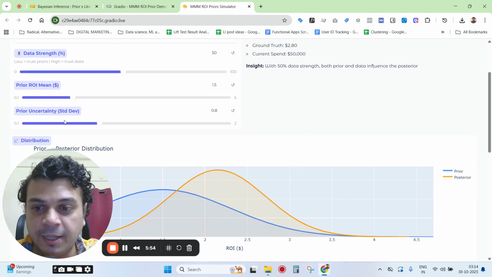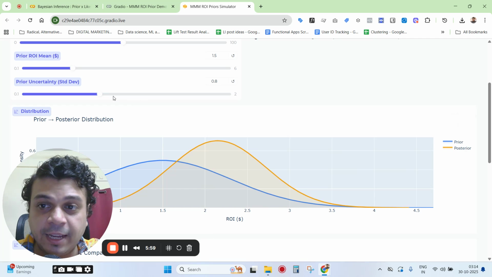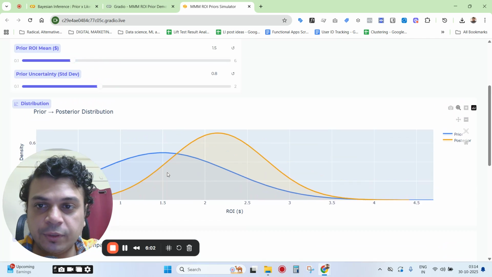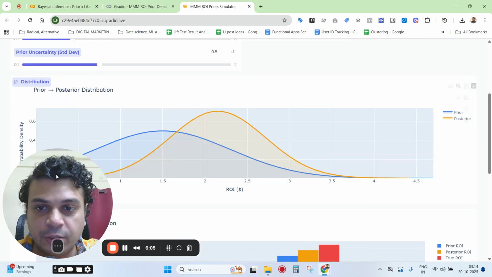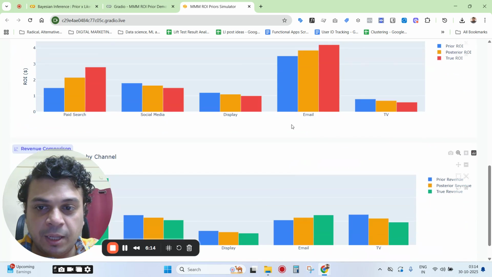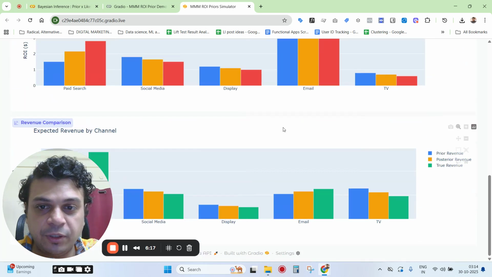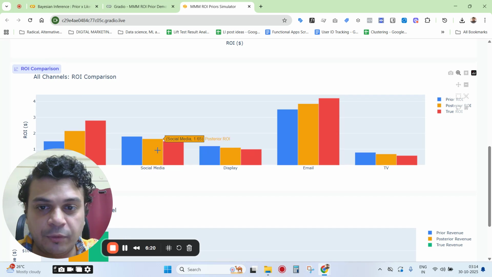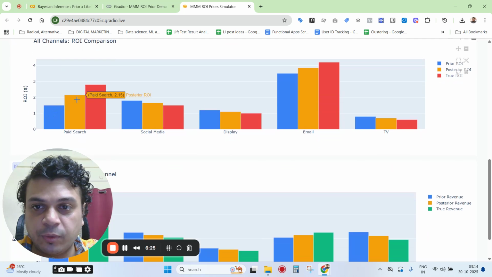You can also change the uncertainty level, or the confidence interval, or you can say the standard deviation of the prior distribution, and that will also change the distribution shape. And you'll see that the ground truth is in this case, of course, known. That's the whole point. So we know that it's 2.8, and you'll see that for the different channels. Paid search's ROI belief is 1.5, the ground truth is actually 2.8, and the posterior believes it to be 2.5.